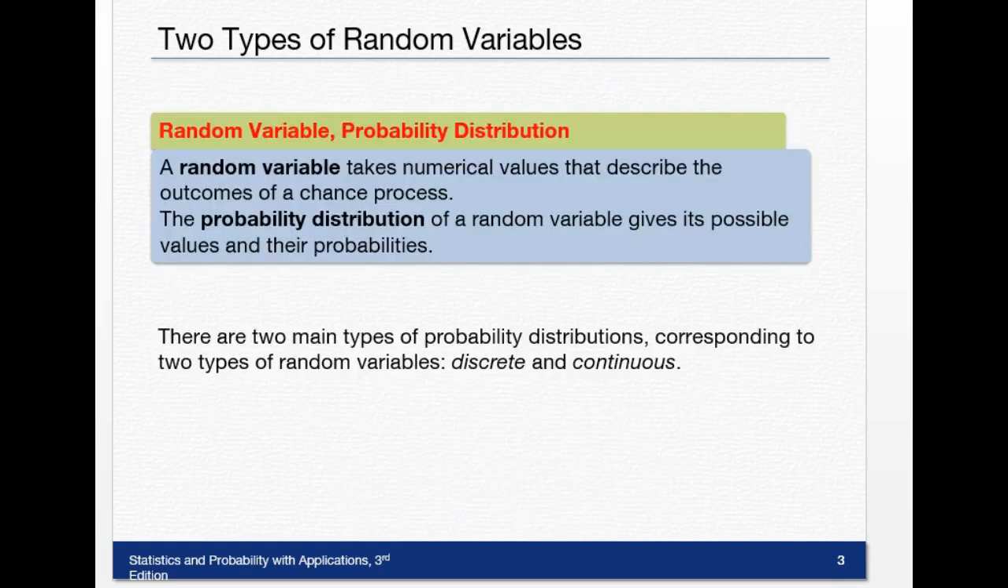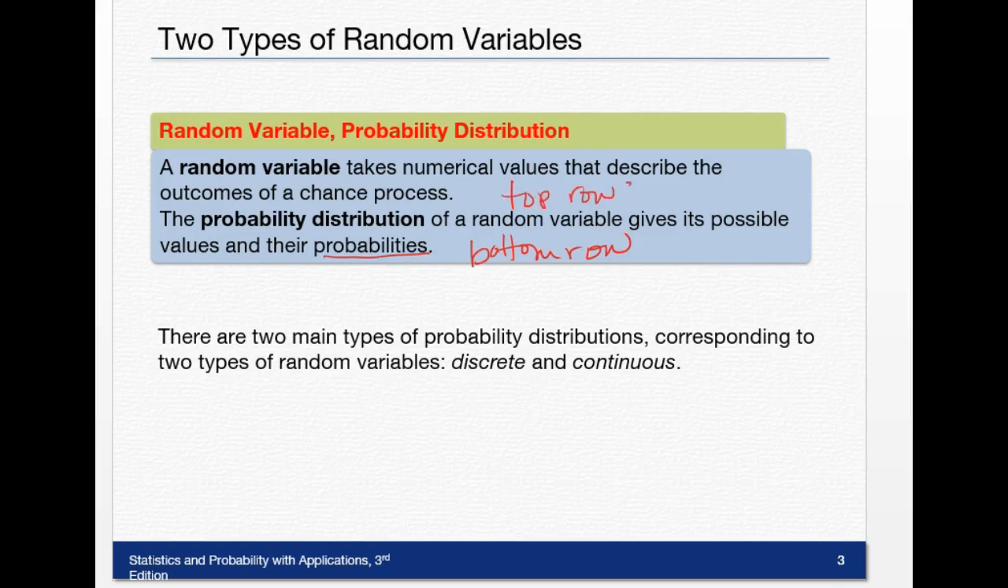A random variable takes numerical values that describe the outcome of a chance process. The probability distribution of a random variable gives its possible values and their probabilities. So this was the bottom row. Okay, a random variable takes numerical values that describe the outcomes. This was the top row in the table.